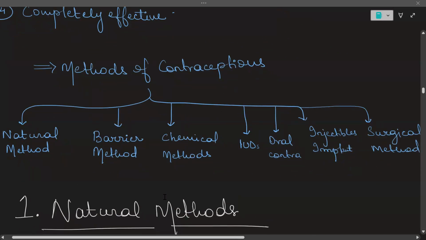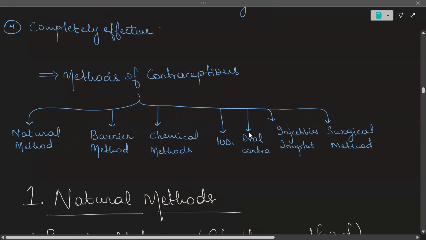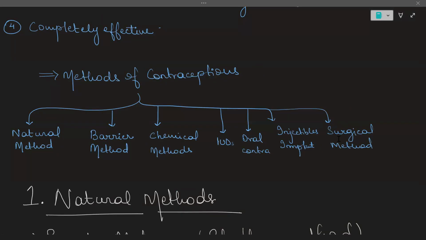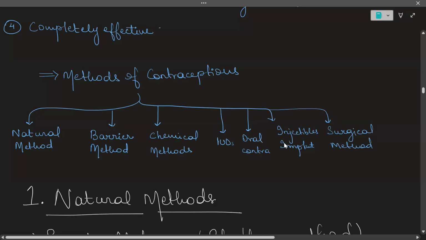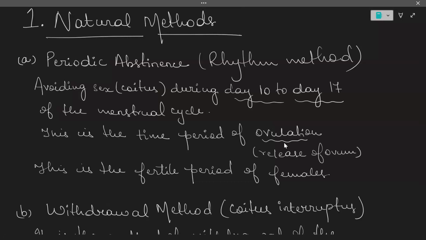Talking about the methods of contraception, here they are: natural method, barrier, then chemical method, intrauterine devices, oral contraceptives, injectables, implant, and surgical methods. We have to study all of them. The first one is the natural methods of contraception, under which the first one is periodic abstinence. This is also called the rhythm method.